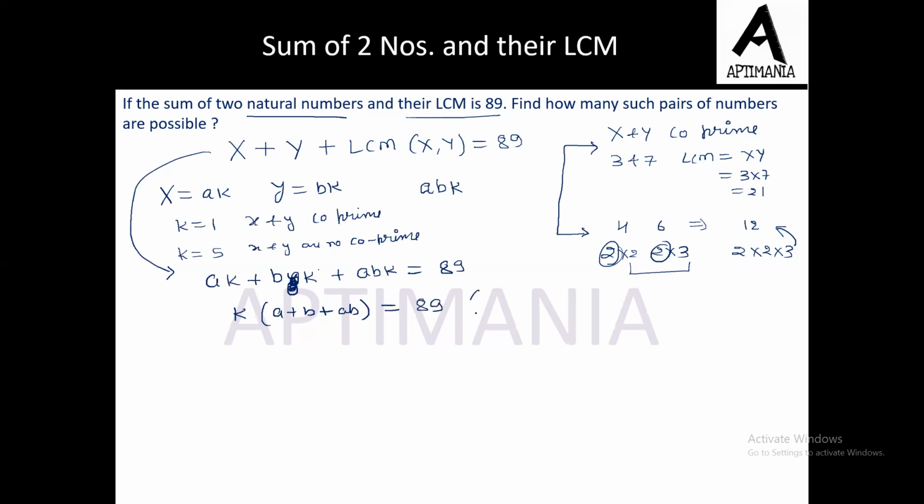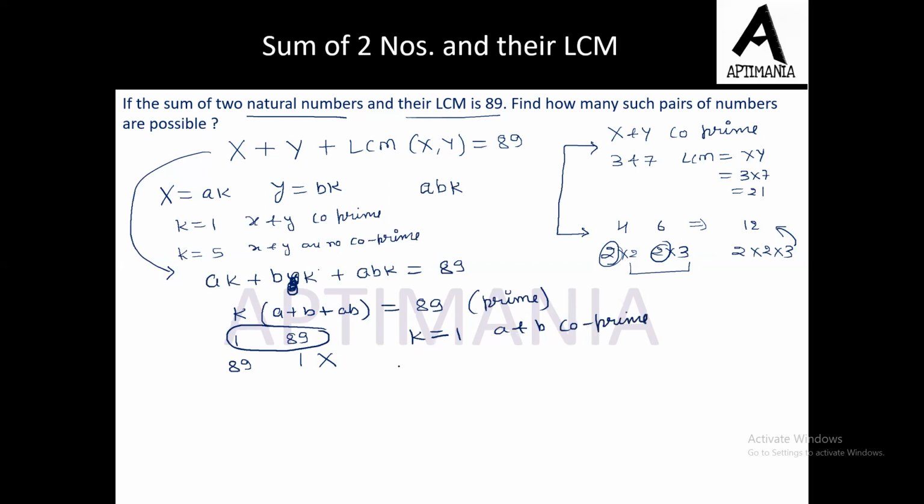Now we know that 89 is a prime number. It does not have any factor. So if 89 is prime and it is a product of two numbers, then the numbers must be 1 and 89 only. Now there are two cases: k to be 1 and a plus b plus ab to be 89, or vice versa, k to be 89 and a plus b plus ab to be 1. This second case is not possible because a and b are both natural numbers, so the value of a plus b plus ab can never be equal to 1. So this is the case we were looking for. So k is 1, which means that a and b are co-prime.